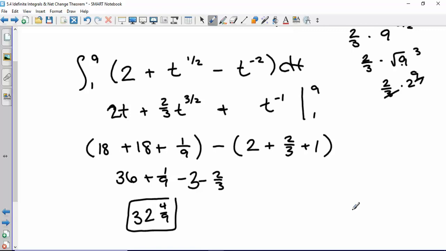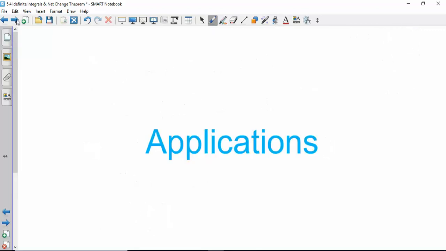Questions on any of these integral problems? It's really just more practice with the same thing that we've been doing. The second thing that I wanted to talk about here is some of the applications with these integrals.